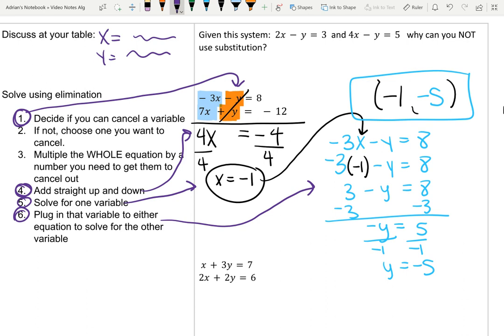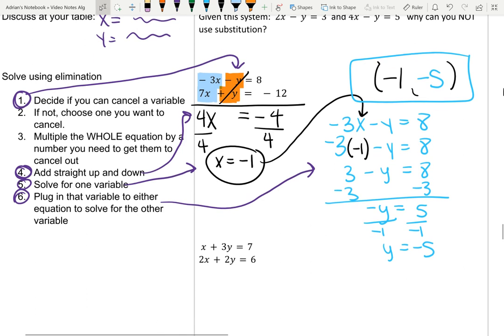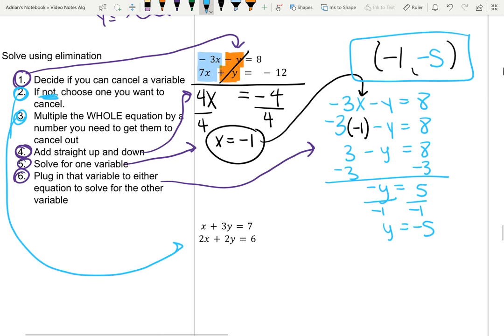So now we're going to talk about steps 2 and 3. If you can't cancel something, so if not, we're going to talk about that down here. So looking at this, x and 2x, if I add those together, I get 3x, so I don't get 0. And then 3y and 2y, if I add those together, I get 5y.